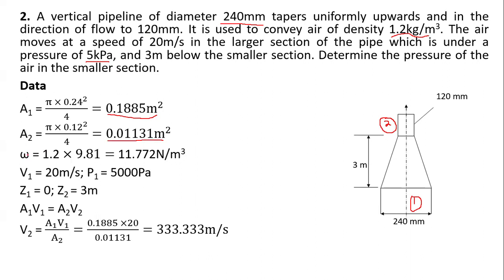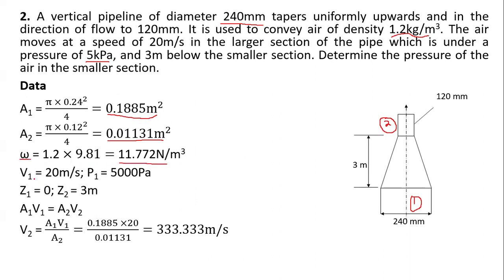Then comes specific weight. We've been given the density in kg per cubic meter. So with this density, we need to convert it to newtons per cubic meter. So all we do now is omega equals 1.2 times 9.81. What does it give us? 11.772 newtons per cubic meter. That is our omega. So we have the specific weight for the air.